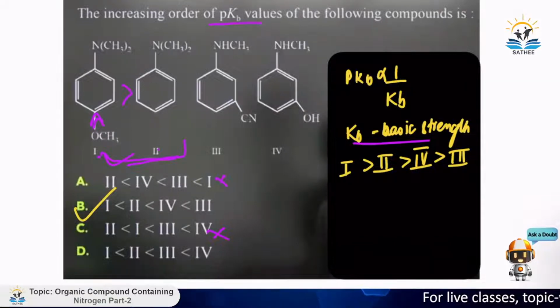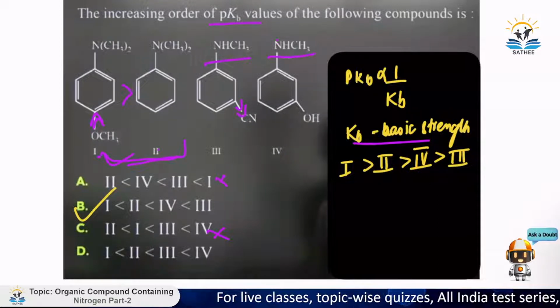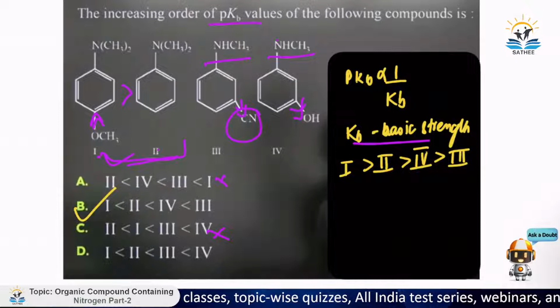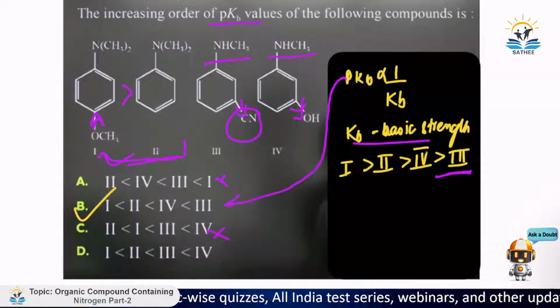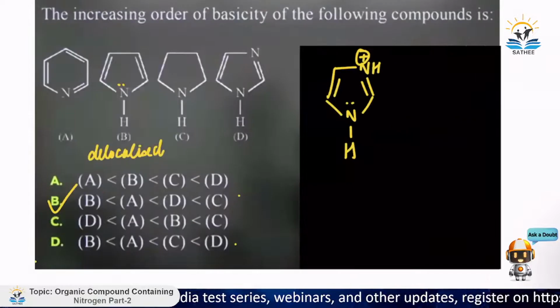Now, if I see in case of 3 and 4, here these groups are the same, and now meta position means minus I effect. CN has much more minus I effect than OH. So this becomes the least basic, meaning in case of pKb it will come at the first position. So option B is the correct answer. Now moving on to the next question.